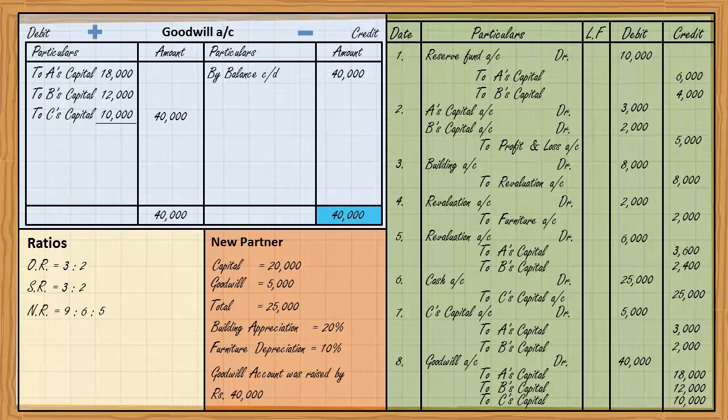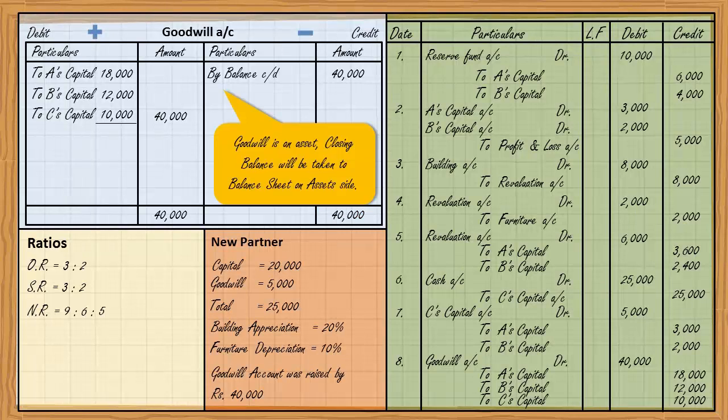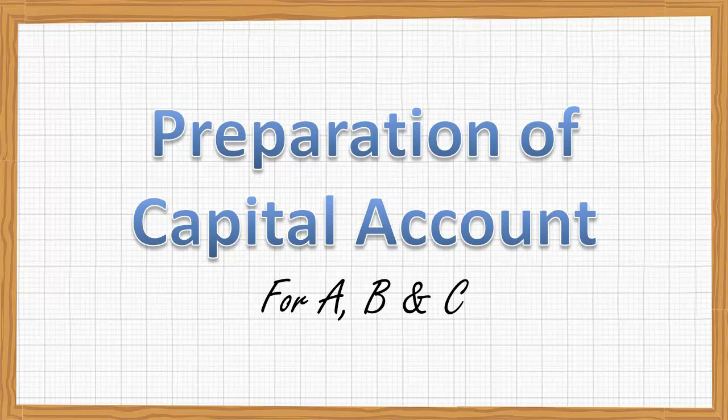By balance CD, it means this is the closing balance of goodwill account. Goodwill is an asset, so this closing balance will be taken to the balance sheet on asset side at rupees 40,000. So be careful. Now I'm going to start capital accounts.